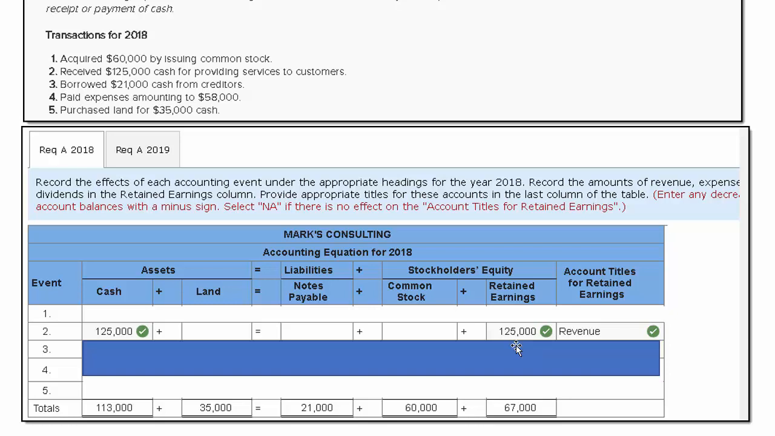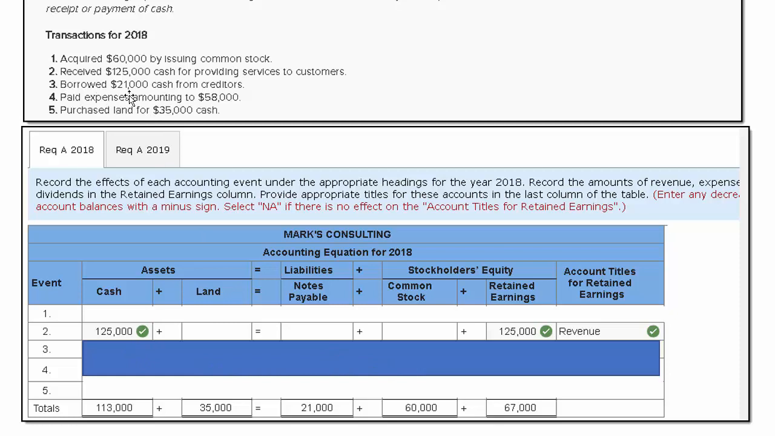Retained earnings will decrease whenever we have an expense. Okay? And retained earnings will also decrease if we pay a dividend. So we have a distribution to owners. If it was a corporation, we'd call that a dividend. Okay, so number 2, received $125,000 for cash. We see how it's handled.